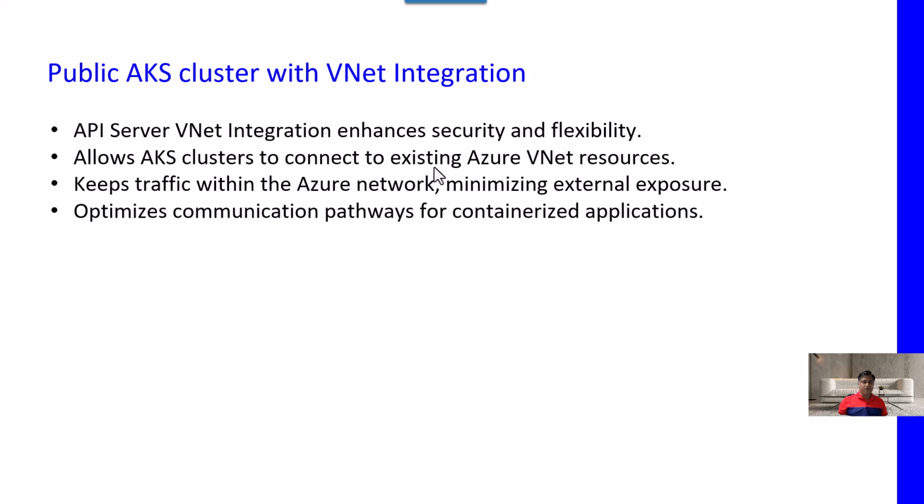It keeps the traffic within the Azure network and minimizes external exposure, which means that your traffic stays within the same VNet. It does not go outside, and this is the most preferred approach whether you are using a public AKS cluster or a private AKS cluster with VNet integration. VNet integration is one of the best practices. It optimizes the communication pathway for containerized applications, because your traffic remains within the same VNet.